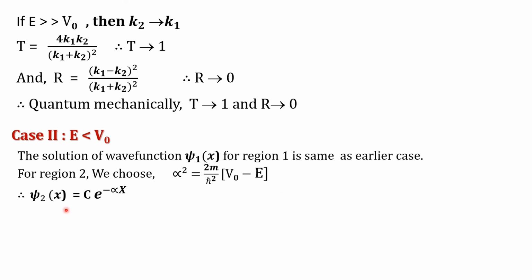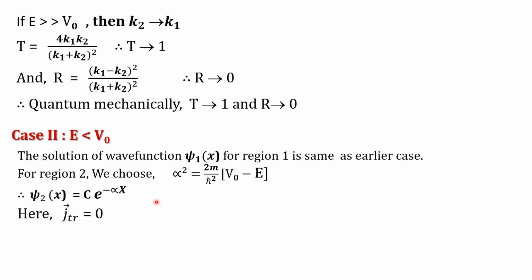That differential equation has two solutions. One is exponential minus alpha x, and the other term is exponential plus alpha x. But exponential plus alpha x is not possible for the region, since as x tends towards infinity, the exponential term also tends towards infinity. Hence, this is not a possible term. The only possible term is psi 2(x) equal to C into exponential minus alpha x.